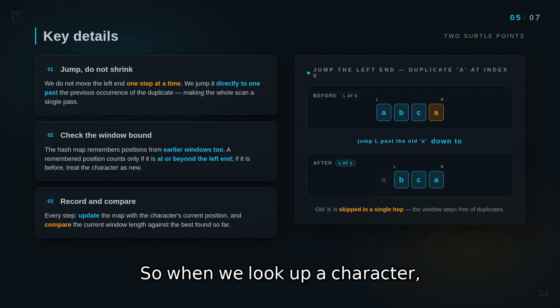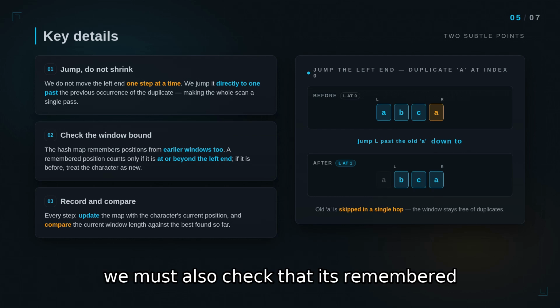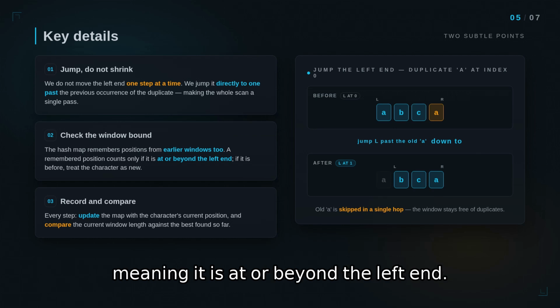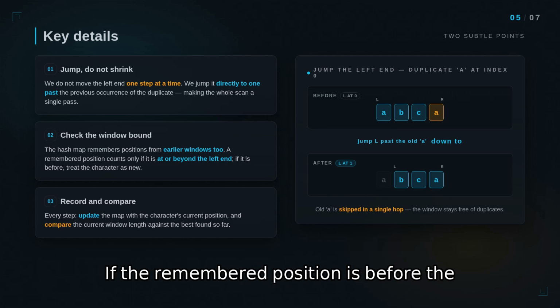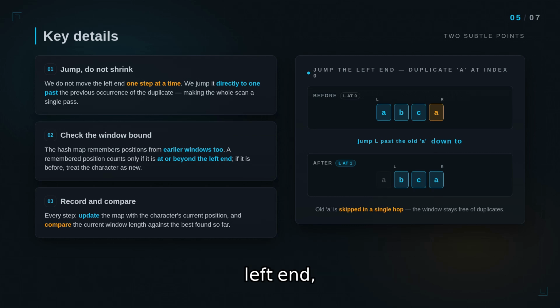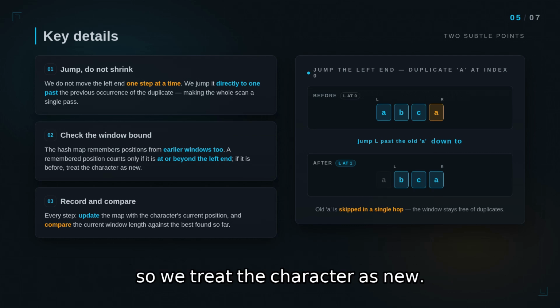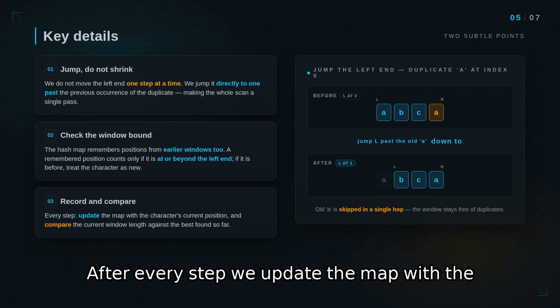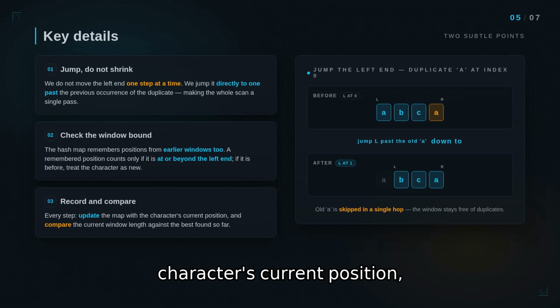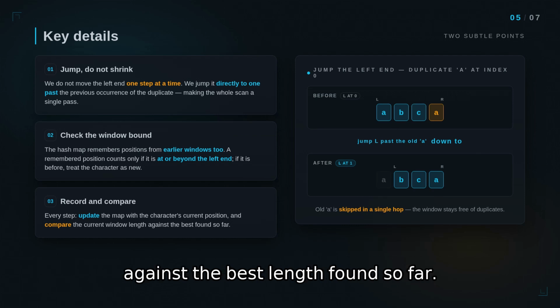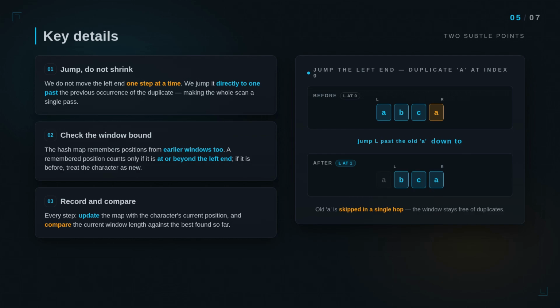Second, the hash map remembers positions from earlier windows too, not only the current window. So when we look up a character, we must also check that its remembered position is still inside the current window, meaning it is at or beyond the left end. If the remembered position is before the left end, it belongs to an old window and is no longer relevant. So we treat the character as new. After every step, we update the map with the character's current position, and we record the current window length against the best length found so far.